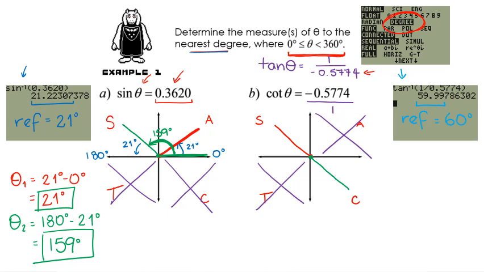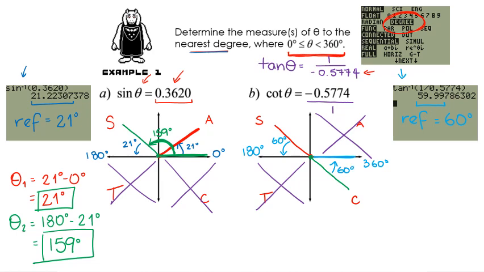So what this tells us is that for our terminal arm in quadrant number 2, the distance between our terminal arm and the closest x-axis, being the 180 axis, is going to be a reference angle of 60. And in quadrant number 4, our terminal arm is going to be closest to our 360-degree arm, and that is also an angle of 60.